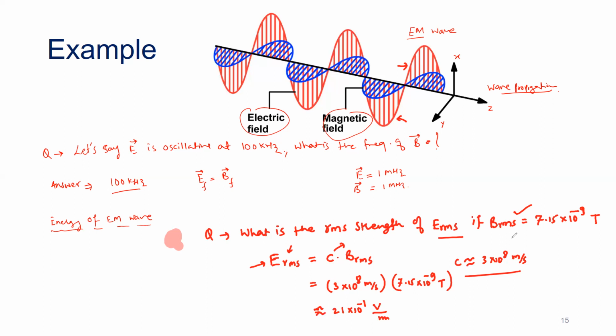So if you are given BRMS, you could calculate ERMS. If you are given ERMS, you could calculate BRMS. So that is basically the strength of an EM wave. If the electric field strength is given, you can calculate the strength in the magnetic field and vice versa.